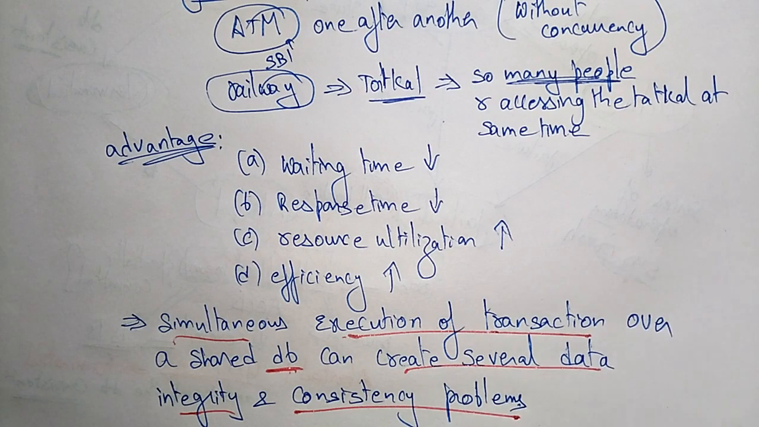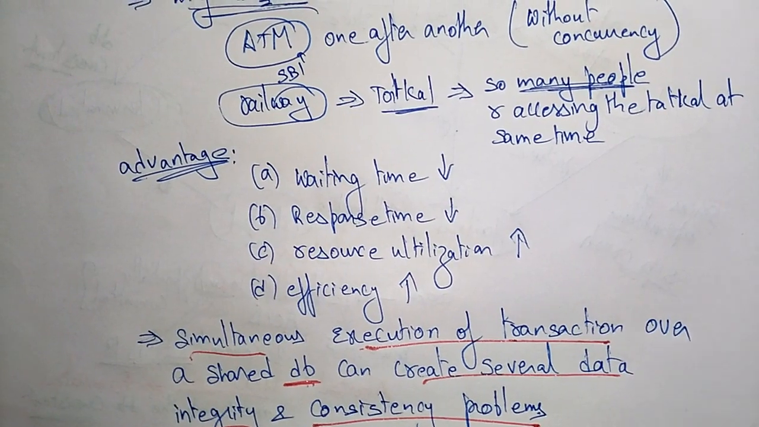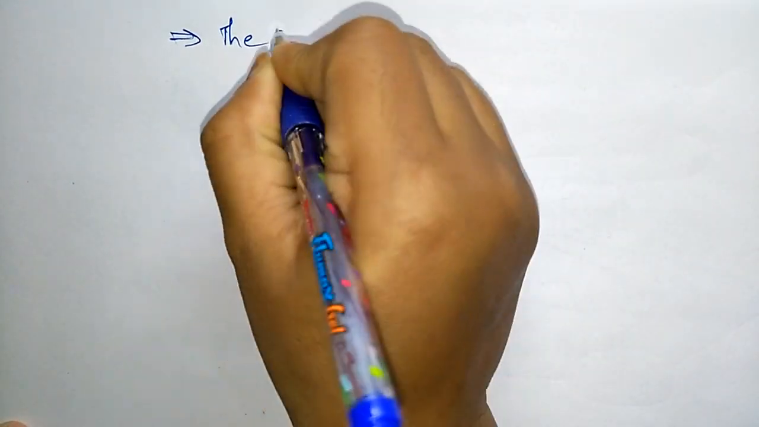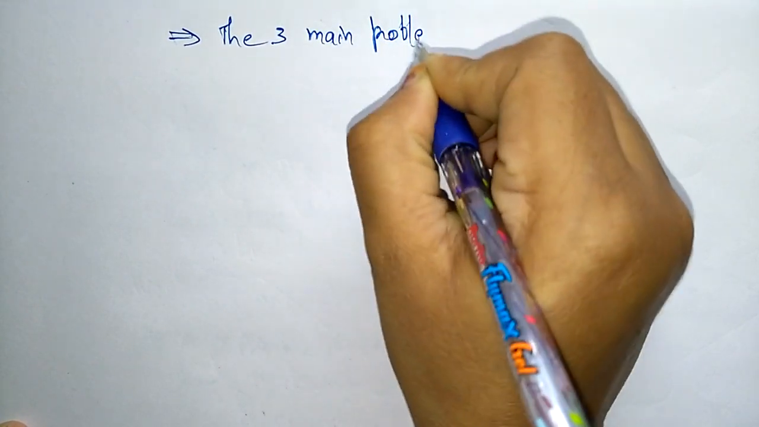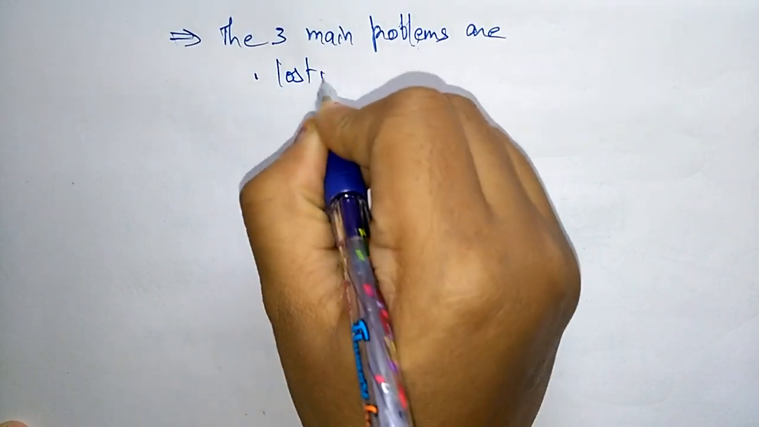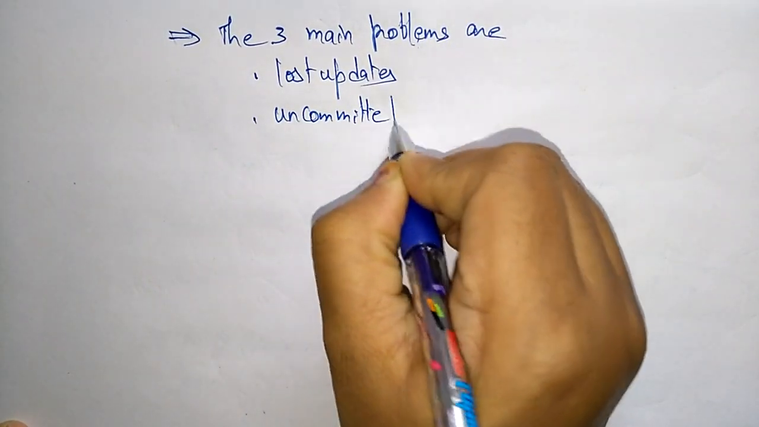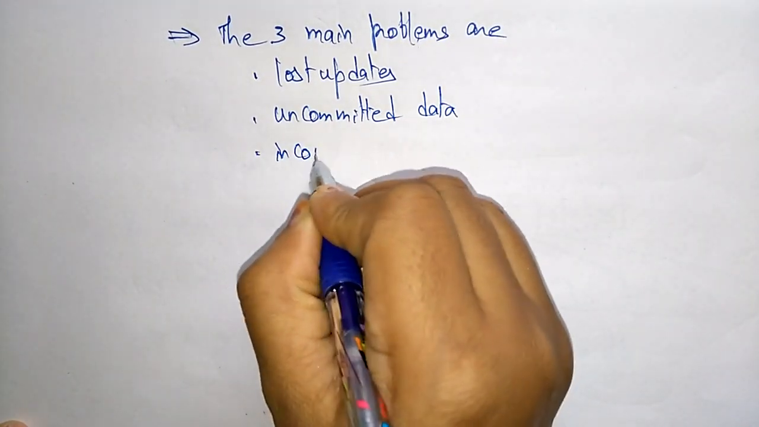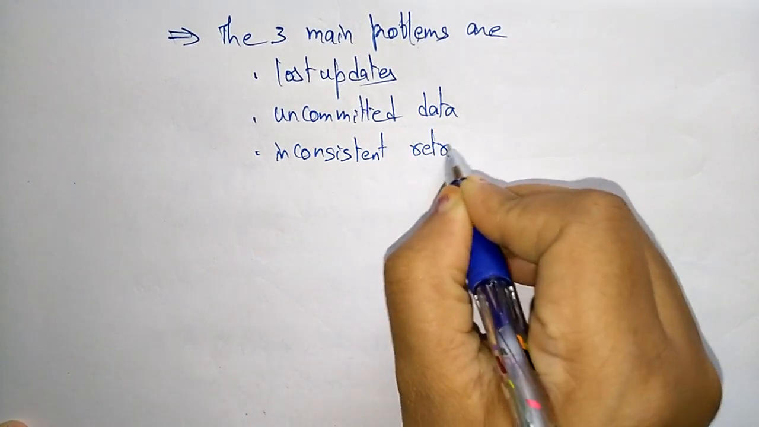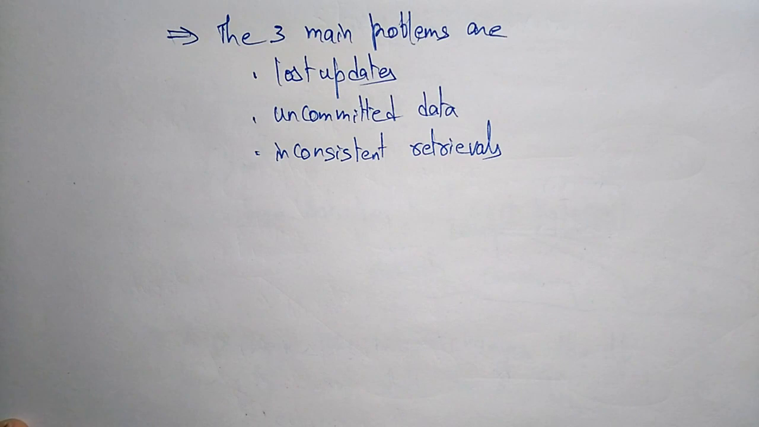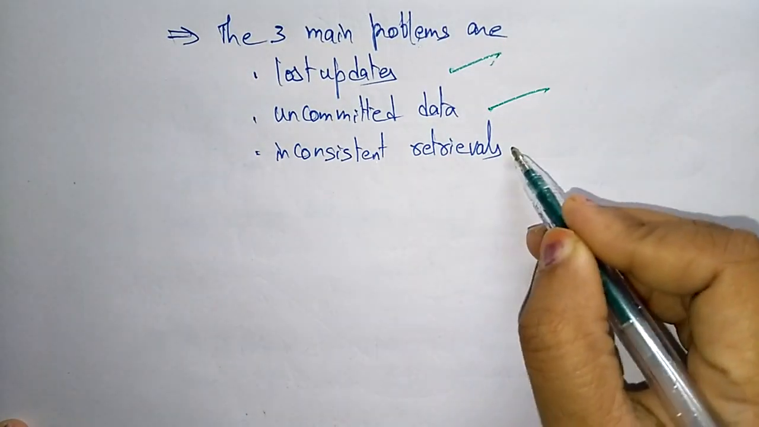So what are those problems? Even though it executes faster, the response time is decreased and resource utilization is more, some integrity and consistency problems will be there by using concurrency. There are three main problems: the first one is lost updates, so updates will be lost; uncommitted data; and inconsistent retrievals. These are the three problems faced in concurrency control: lost updates, uncommitted data, inconsistent retrievals.